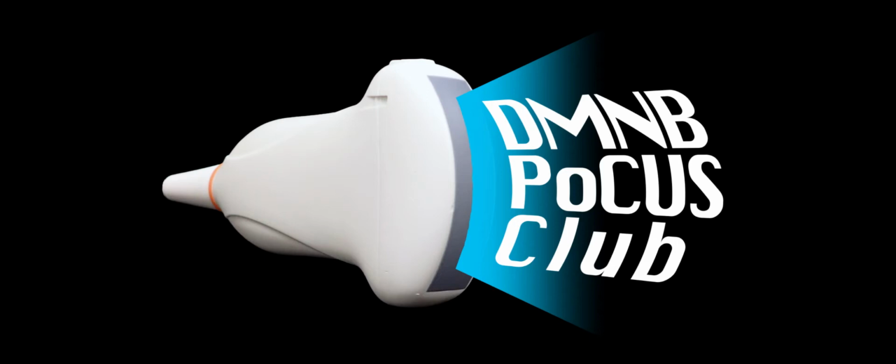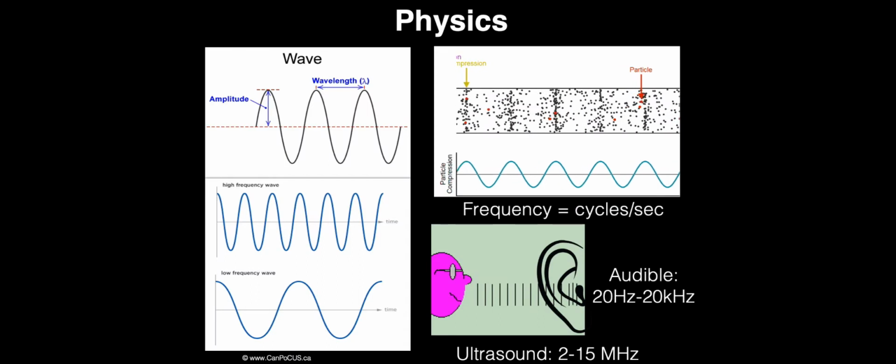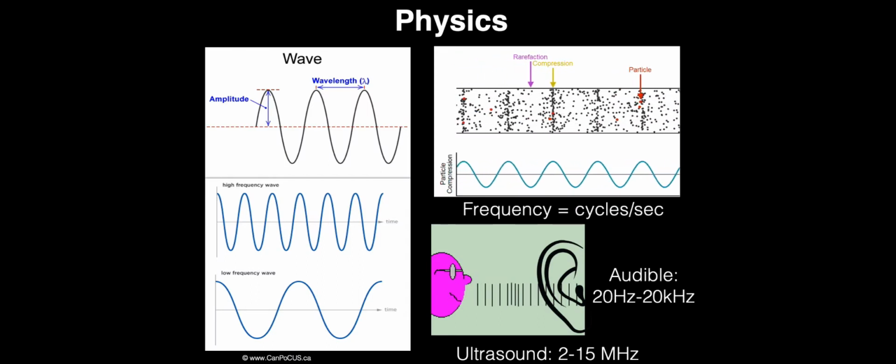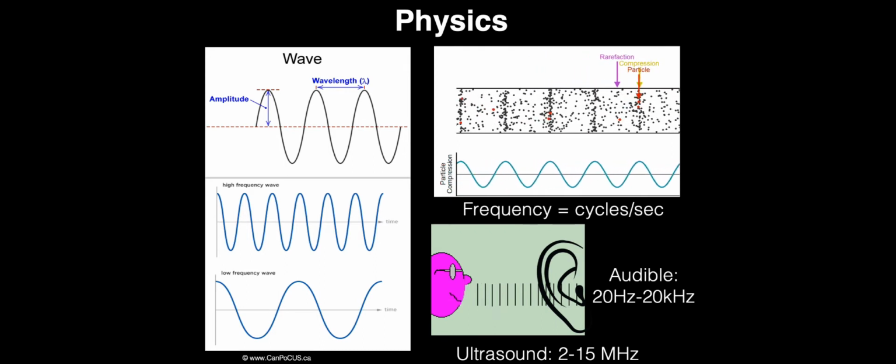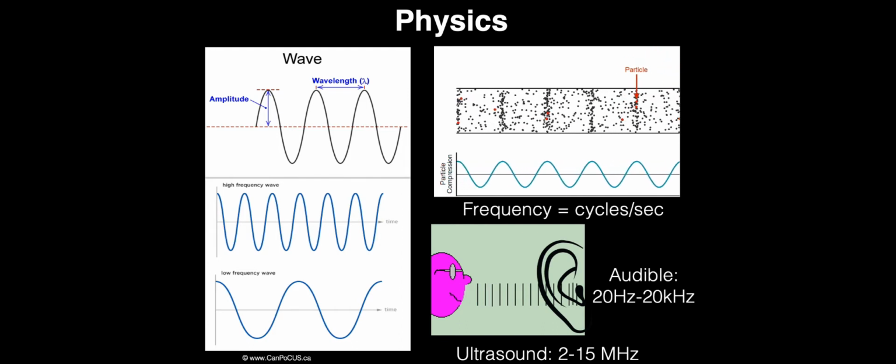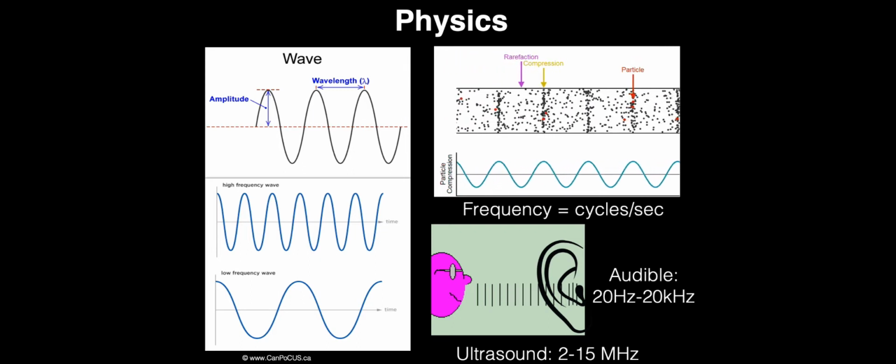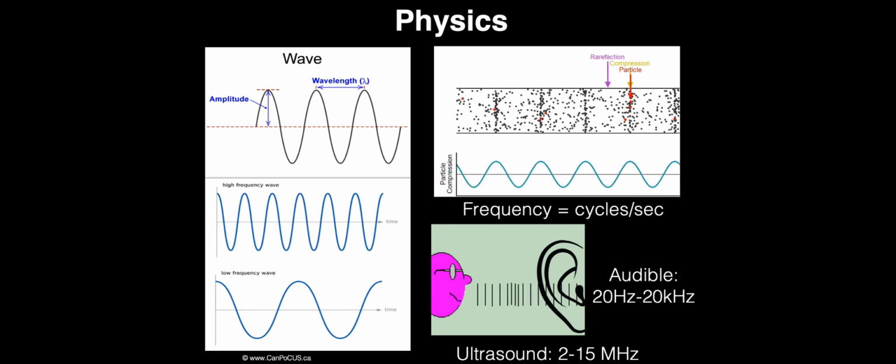Ultrasound is a high-frequency sound wave. Waves are described in physics by their amplitude and their wavelength. The greater the amplitude, the higher the volume, and the shorter the wavelength, the higher the frequency. As a sound wave passes through a medium, particles within that medium are either compressed or rarefied. This cycle of compression and rarefaction results in a typical waveform appearance.